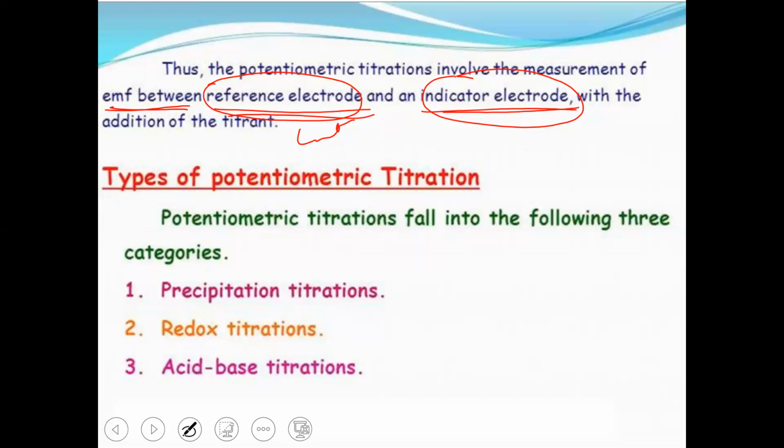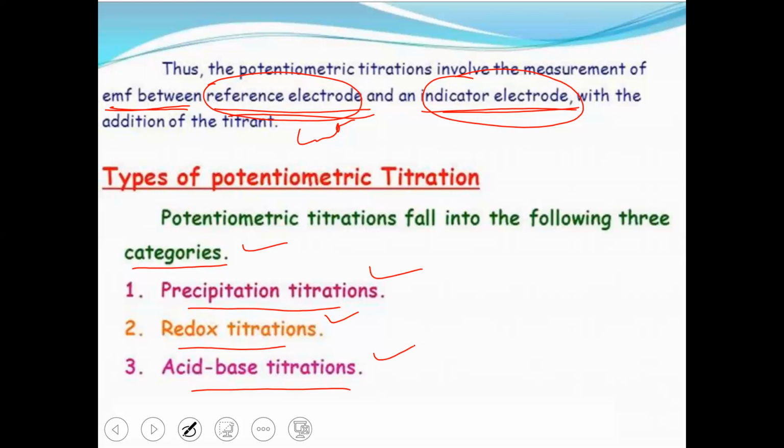So some types of potentiometric titrations are present. What types of potentiometric titrations are there? See here. Majorly these potentiometric titrations are classified into three categories. The first one is precipitation titrations, the second one is redox titrations, and the third one is acid-base titrations.